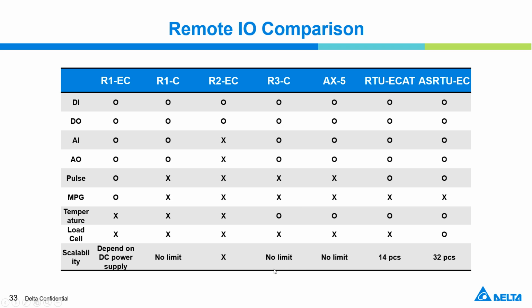And for the left, the R1-C and AX-5, because they also have the power module, for the write extend, no limit. And for the RTC EtherCAT and ASRTU, one is 14 pieces, another one is 22 pieces.